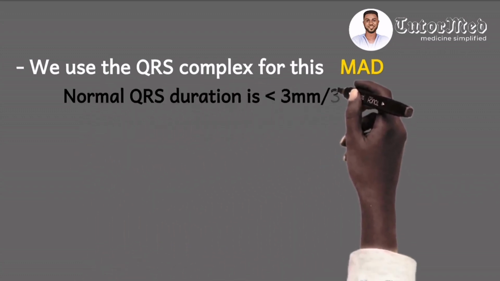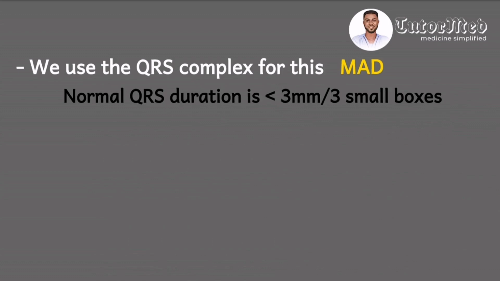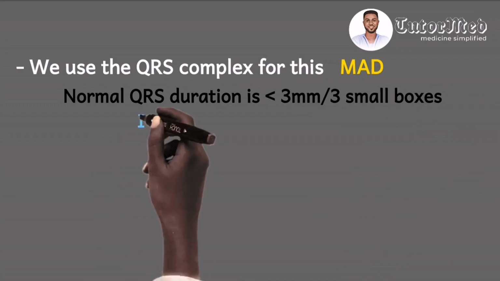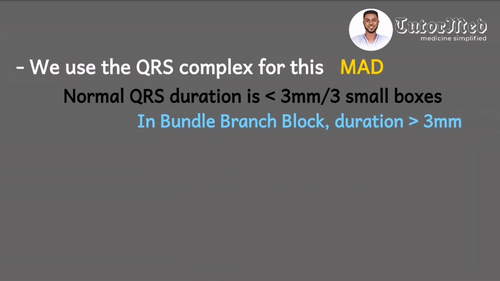Now, the normal QRS duration should be less than 3 millimeters or 3 small boxes. This quoted in time is less than 0.12 seconds or less than 120 milliseconds. In bundle branch blocks, especially the complete bundle branch blocks, please do not confuse this with complete heart block. I said complete bundle branch blocks. The duration is more than 3 millimeters. In other words, it's more than 3 small boxes.